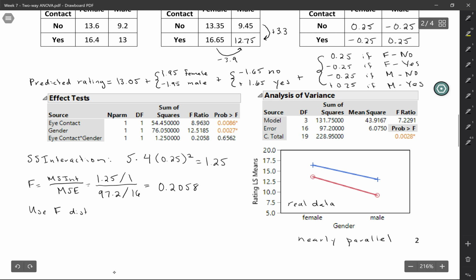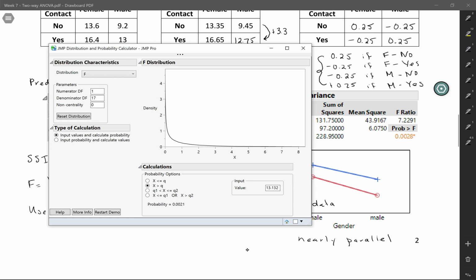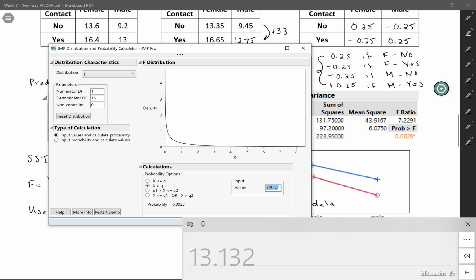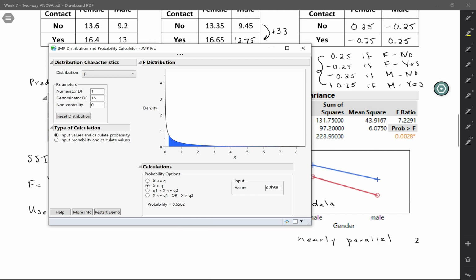And then I can use the F distribution to calculate the p-value. So I'm going to use the F with 1 degree of freedom for the numerator, that comes from the interaction, and 16 for the error. I would need to go back to this F distribution, but this time I'm going to put in 16 for my denominator degrees of freedom. And already I can see that 0.2 is pretty close to the left-hand side. That seems like a pretty small F statistic, the kind of thing that could definitely happen just by random chance. But let's go ahead and calculate the p-value. So I'm going to change this value here to the F statistic that I calculated. And that's where that p-value comes from, 0.6562.